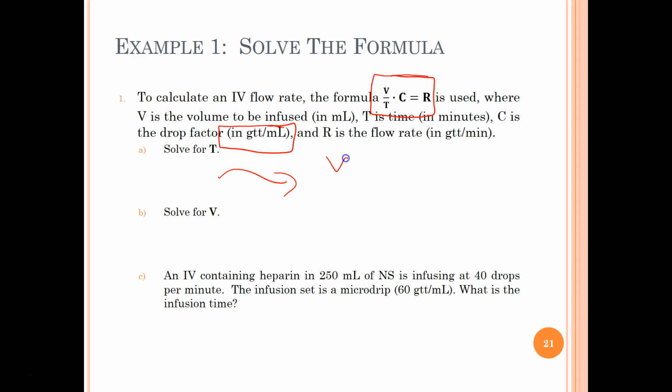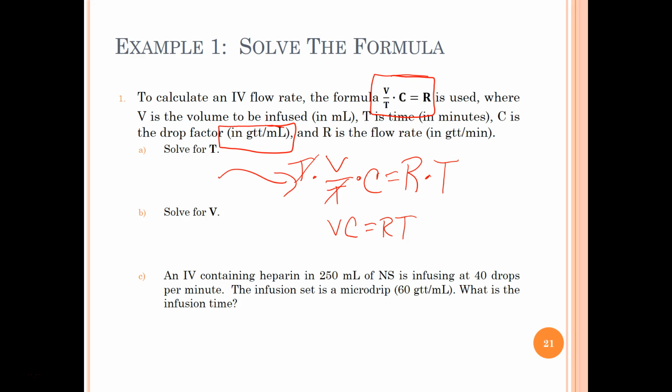All right, so V over T times C equals R. We want to get T by itself. First thing we're going to need to do is get T out of that denominator. So let's multiply both sides by T. Notice it cancels T on the left, and we traditionally come back to the same equation, VC equals RT.